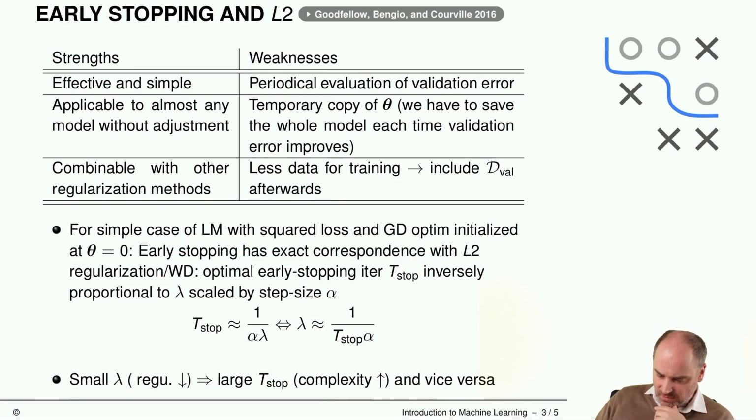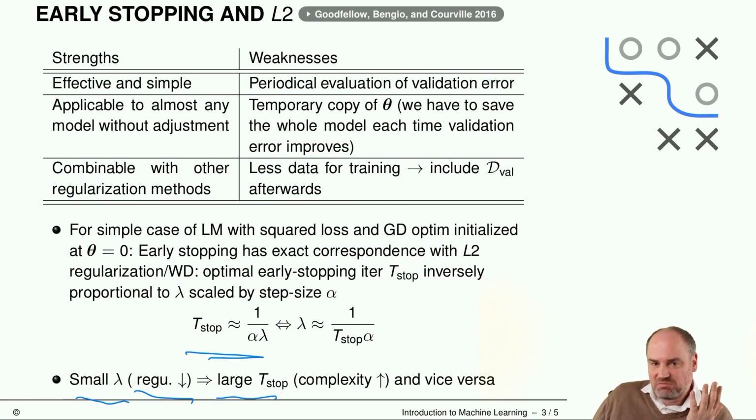And then this inverse relationship holds, where t-stop is the number of iterations of the optimizer, and this is approximately on the order of 1 divided by the learning rate, the step size of gradient descent, times the regularization constant lambda. So for a small lambda, we don't regularize too much, and this means we perform a large number of gradient descent iterations, and the complexity of the model goes up as well. It's not regularized that much.